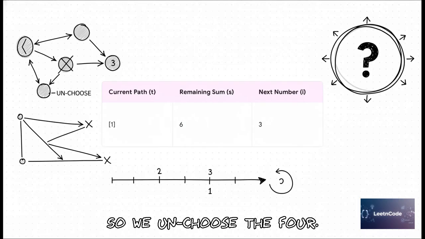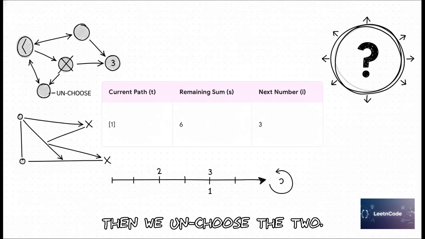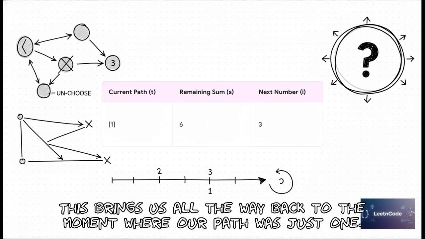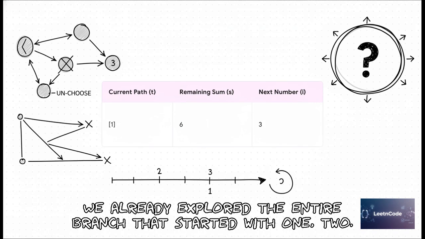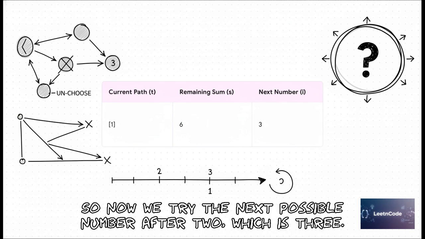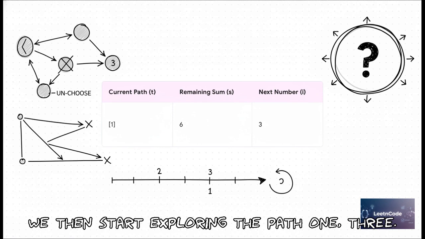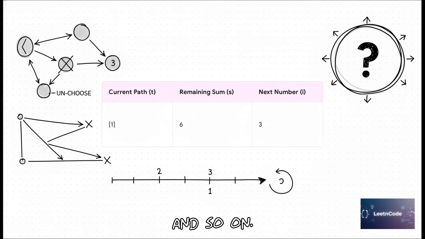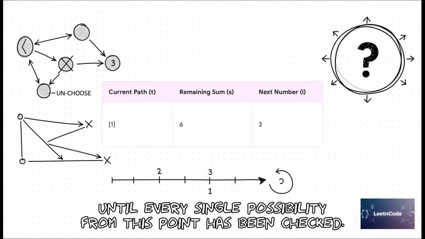So we unchoose the 4, then we unchoose the 2. This brings us all the way back to the moment where our path was just 1. We already explored the entire branch that started with 1, 2. So now we try the next possible number after 2, which is 3. We then start exploring the path 1, 3, and so on, until every single possibility from this point has been checked.